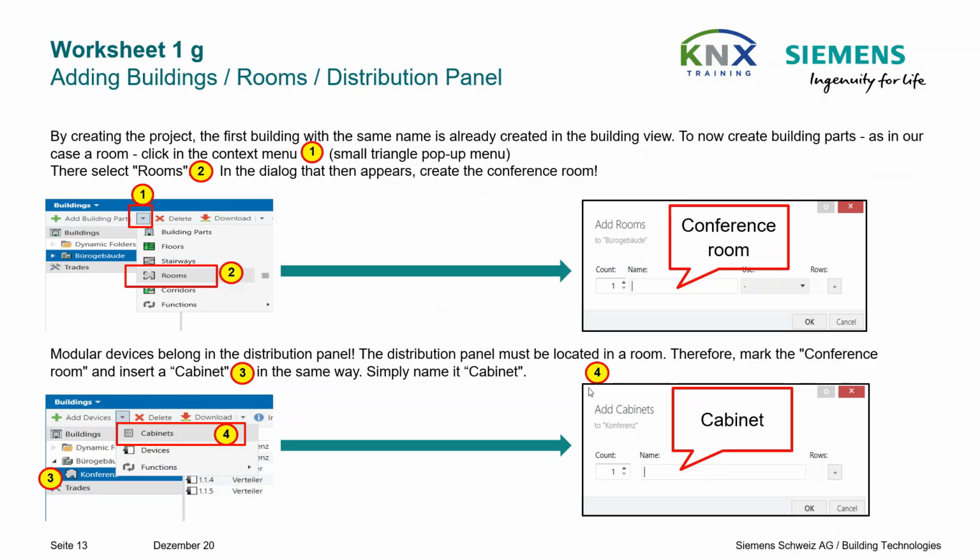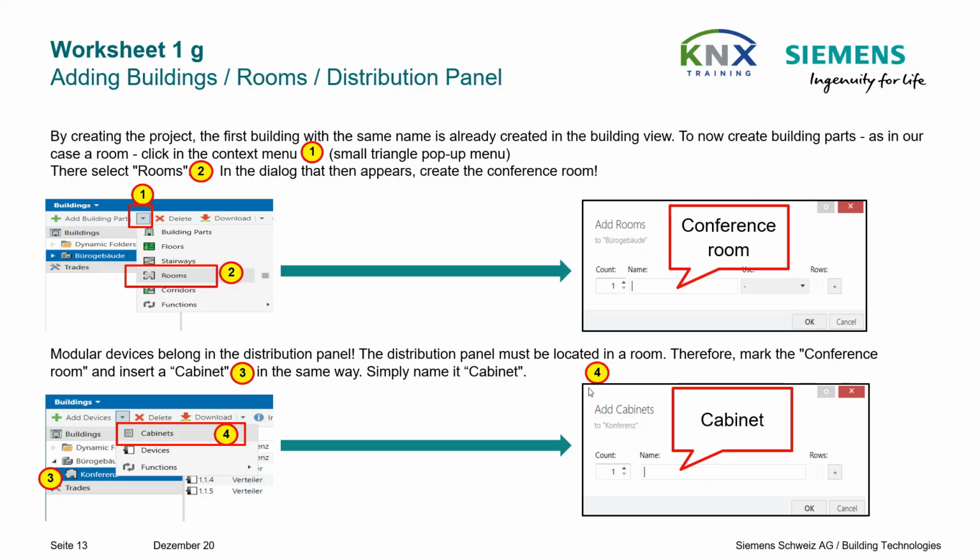By creating the project, the first building in the building view is already created with the same name. To create building parts, like a room in our case, click in the context menu, small triangle pop-up menu. There you select Rooms. In a dialog that appears, create the conference room.